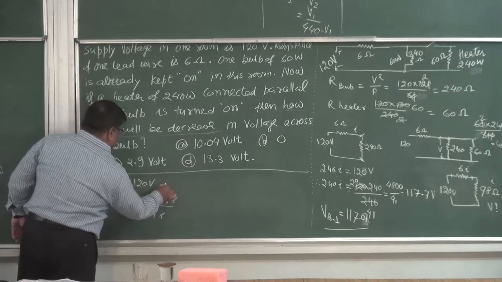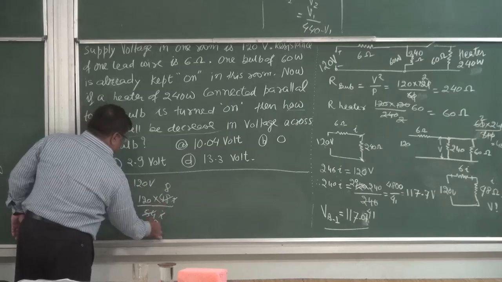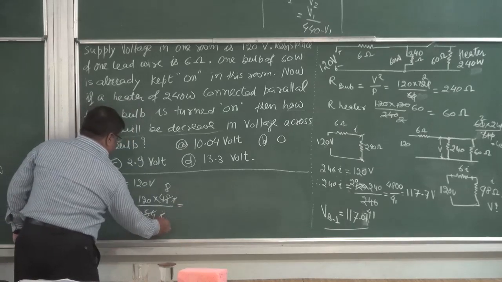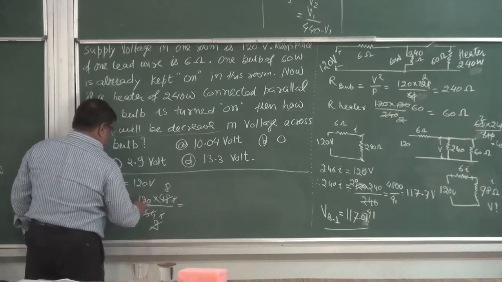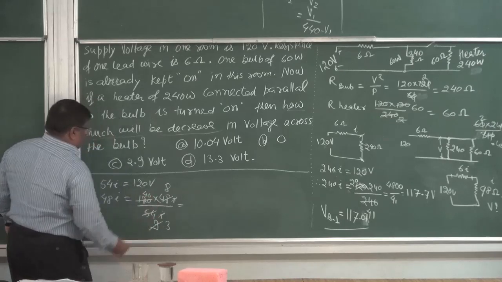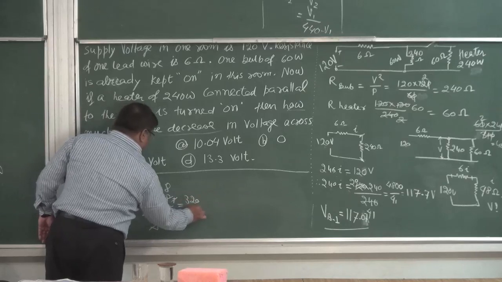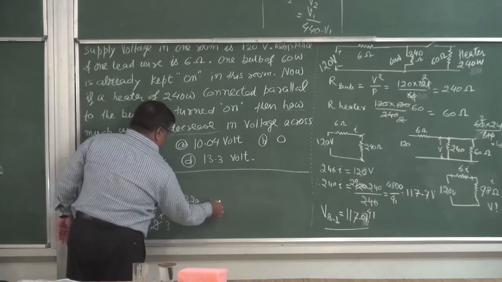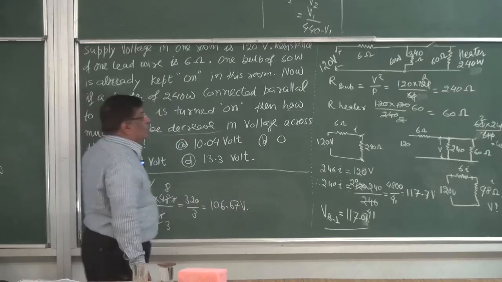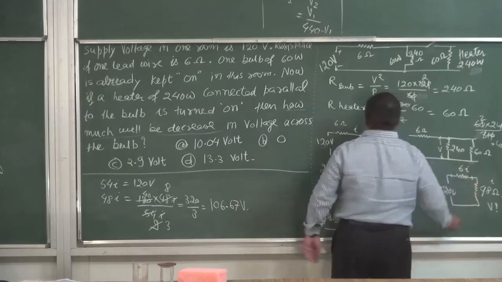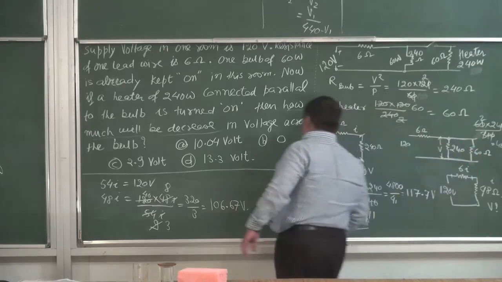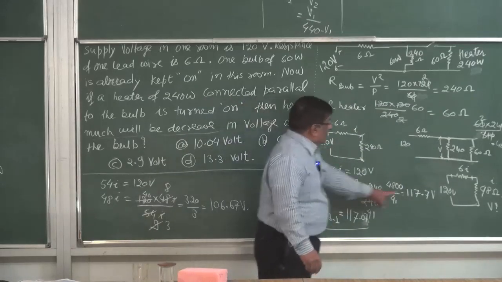6, 8s are 48, 9. This is again 3. Three threes are 9, 40. 320 upon 3. This is 106.67 volt. So now the voltage across this will be 106.67. This 106.67 is across both. इसको भी उतनी वोल्टेज मिलेगी, इसको भी उतनी ही मिलेगी. पहले कितनी मिल रही थी? पहले हमने निकाली 117 मिल रही थी.